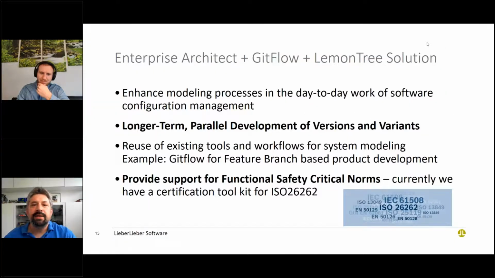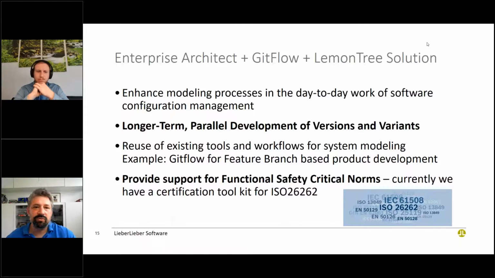So what we showed you today, the bigger example, was Enterprise Architect with a Git flow, feature branch based workflow, and our LemonTree solution. This enhanced process that is in sync with your software and source code is a very clever way how you can do the configuration management for models. You can do long-term parallel development. You can have variants, versions. You can do all sorts of things with these basic technologies that we showed today.